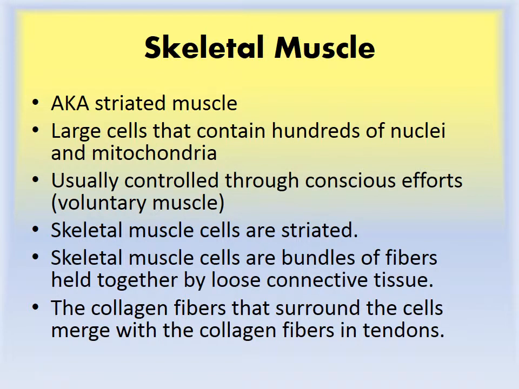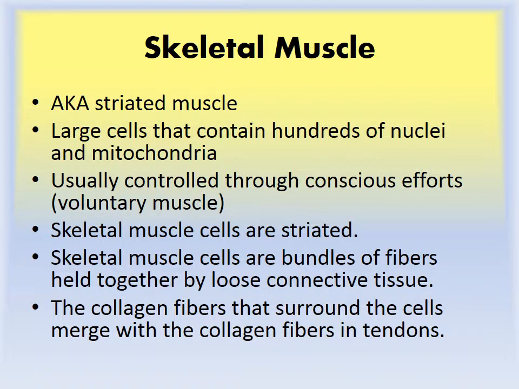Starting off with skeletal muscle, which can also be called striated muscle, and once you see a picture of it, you can see why it's called that. They're large cells that contain hundreds of nuclei and mitochondria, whereas a lot of cells that we've discussed have one single nucleus, right? These skeletal muscle cells have hundreds of nuclei, usually controlled through conscious effort, okay? And this is what's going to help you understand these 3 different categories of muscle tissues.